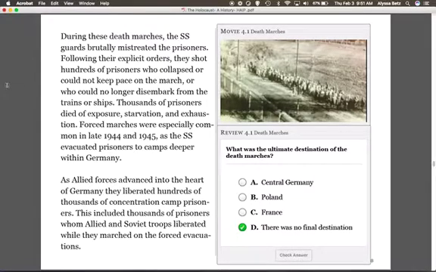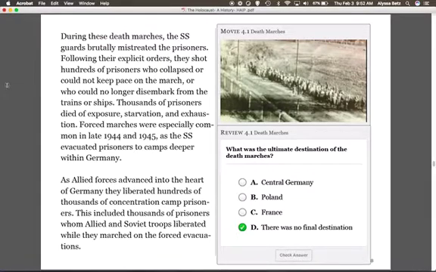During these death marches, the SS guards brutally mistreated the prisoners. Following their explicit orders, they shot hundreds of prisoners who collapsed or could not keep pace on the march, or who could no longer disembark from the trains or ships. Thousands of prisoners died of exposure, starvation, and exhaustion.